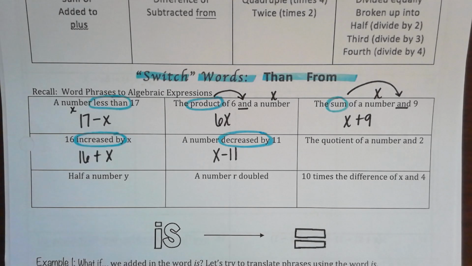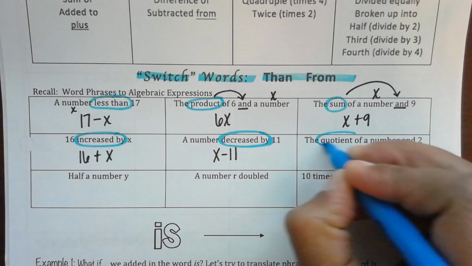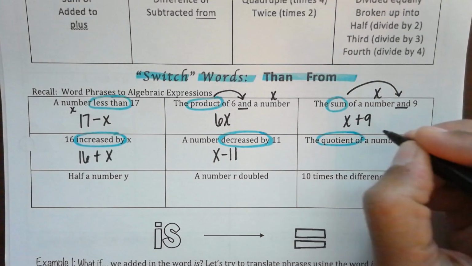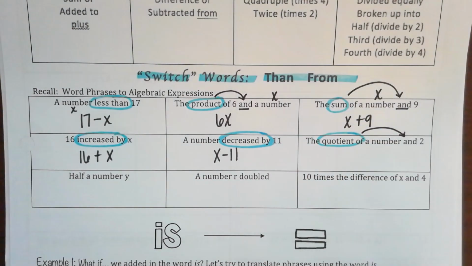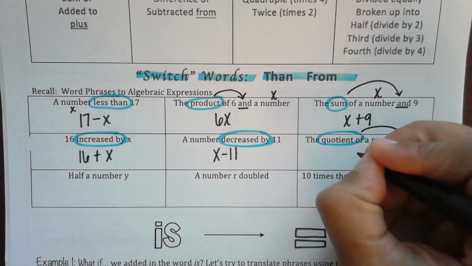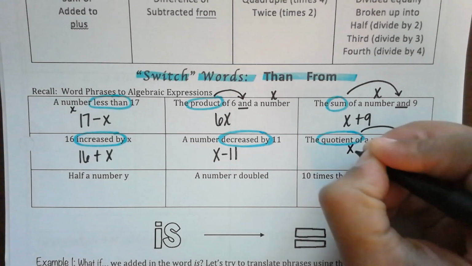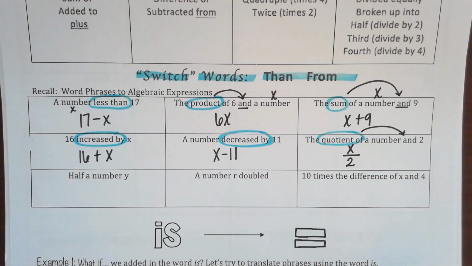The quotient of a number and 2. What's the operational phrase here? So if I see an of, I'm looking for a what? So how would I write this? Absolutely. Any questions there?